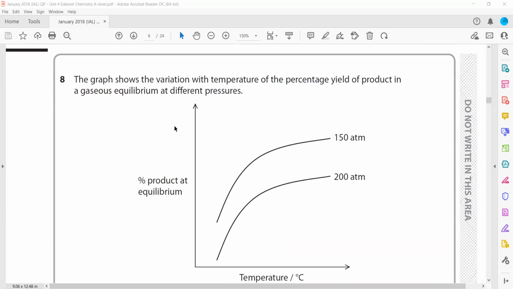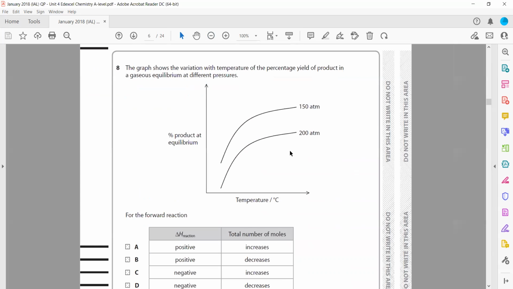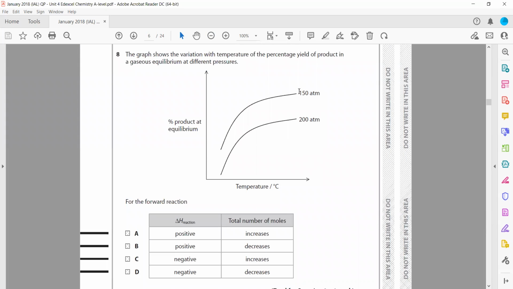The graph shows the variation of temperature on the yield. So as we decrease the pressure, yield increases. And as we increase the temperature, yield also increases. So it means the forward reaction is endothermic. For an endothermic reaction, entropy change should be positive.